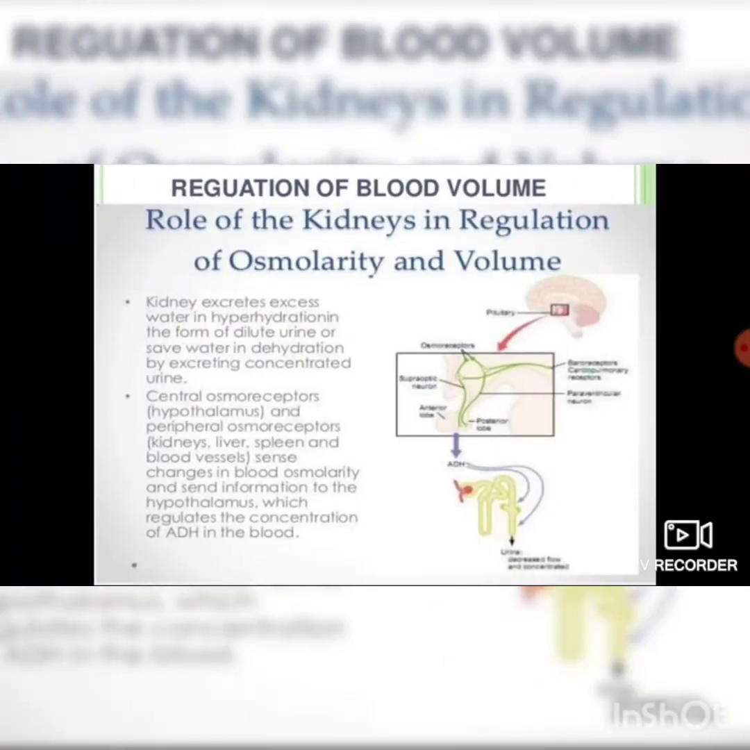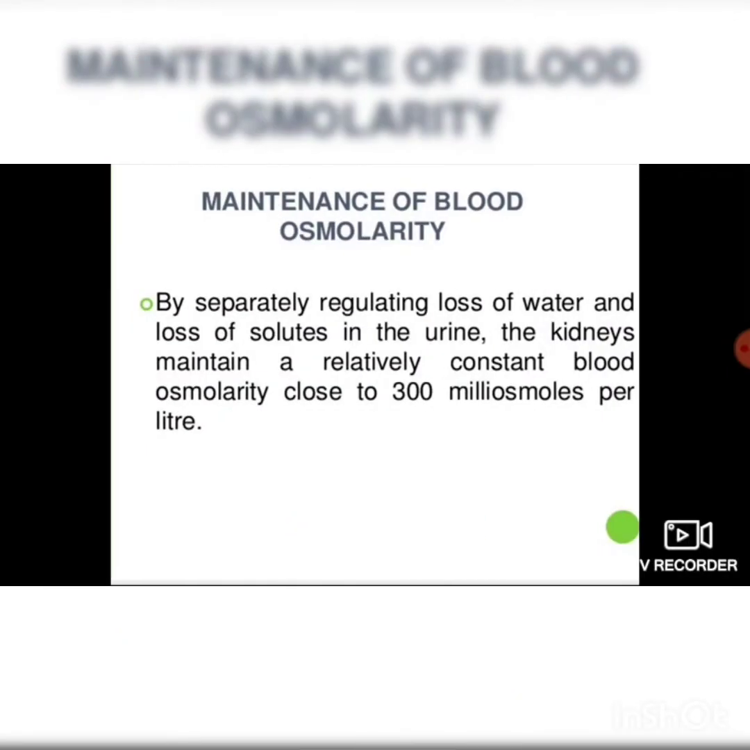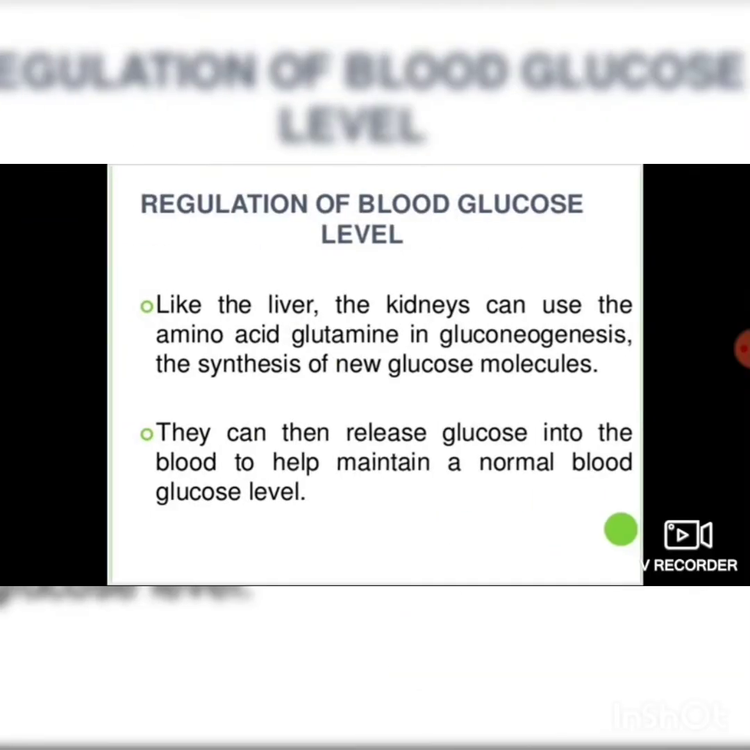Now the regulation of blood volume. The kidney excretes excess water in hyperhydration to form dilute urine, or saves water by excreting concentrated urine. So it also has a function in the regulation of blood volume. It also maintains blood osmolarity by separately regulating the loss of water and the loss of solutes in the urine. Now the regulation of the blood glucose level: like the liver, the kidney can use the amino acid glutamine in gluconeogenesis, the synthesis of new glucose molecules, and can release glucose into the blood to help maintain the normal blood glucose level.